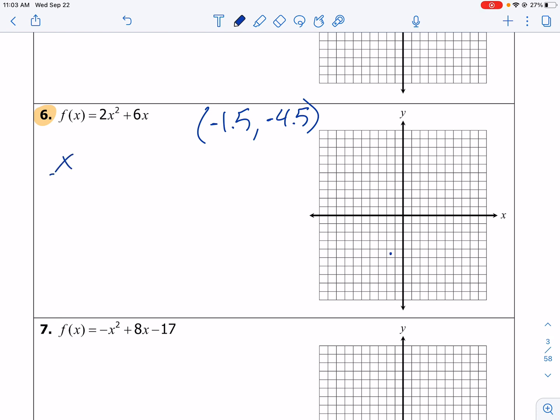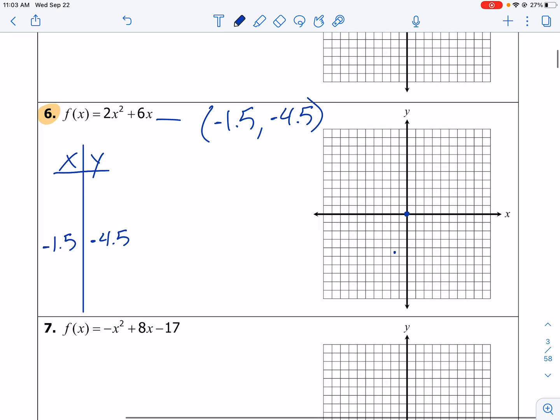You make a table, and again, you would have noticed, here's negative 1.5, here's negative 4.5. Maybe you notice there's no C value, and because there's no C value, your y-intercept's at 0, which is also your x-intercept when it's at the origin. So 0, 0 was a solution.